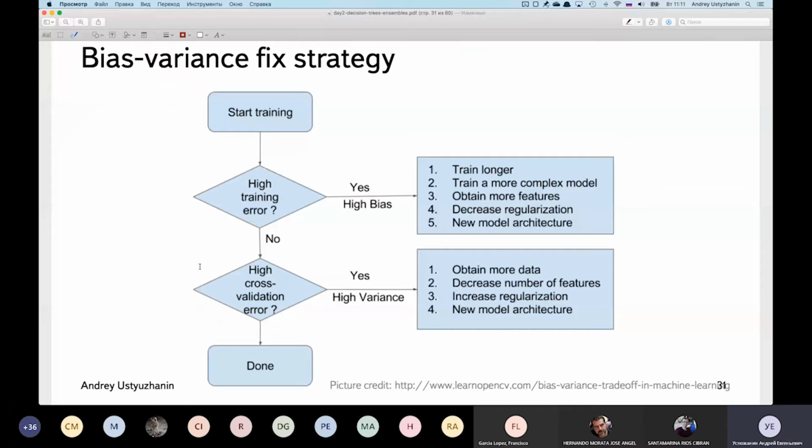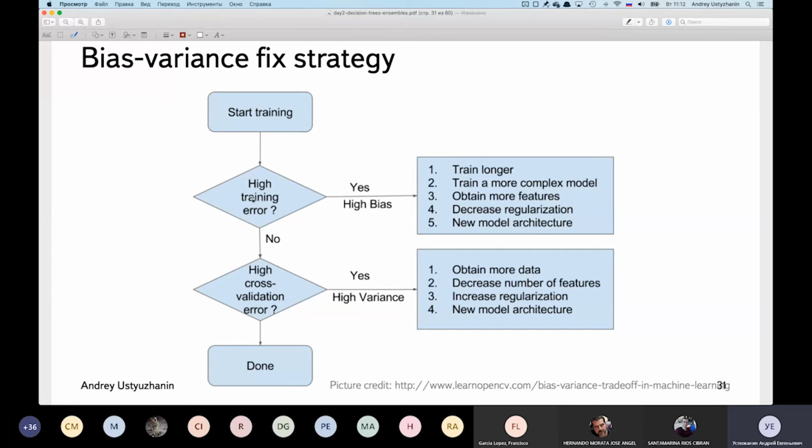So here is a small application of decision trees, or the decision tree algorithm. If we have a high training error, we can check if the bias is high. So we can train longer, train a more complex model, obtain more features, decrease our regularization, or maybe come up with a better model architecture.